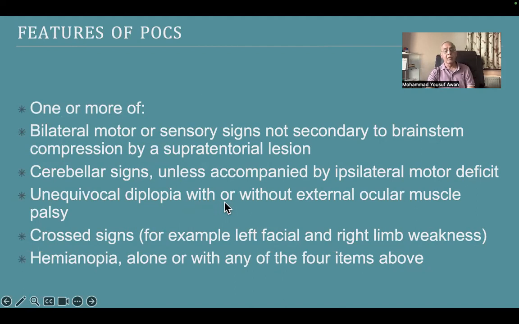Unequivocal diplopia, with or without external ocular muscle palsy. So double vision. The crossed signs, for example, the left facial and the right limb weakness: the cranial nerve sign on one side, the limb weakness on the other side. The crossed signs are features of the posterior circulation deficit. Hemianopia alone, or any of the four items above. So these are the features of posterior circulation deficits.